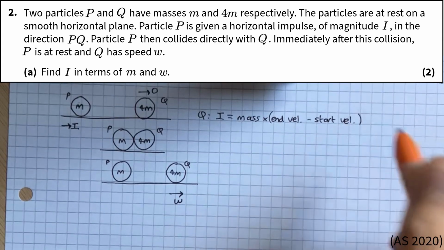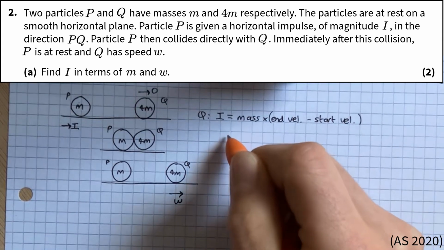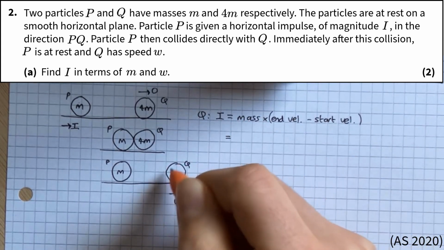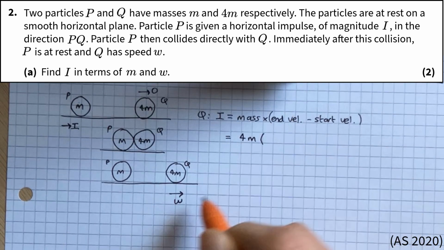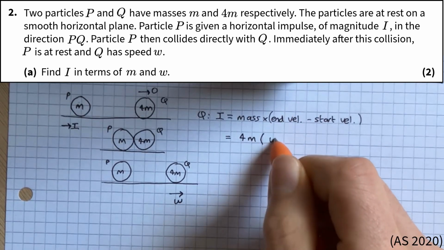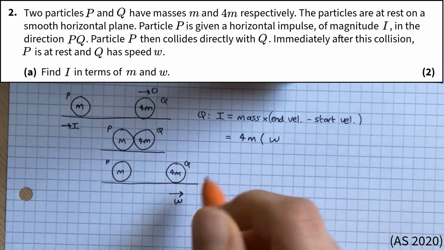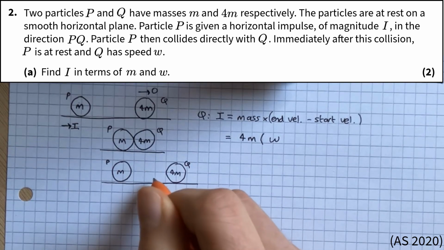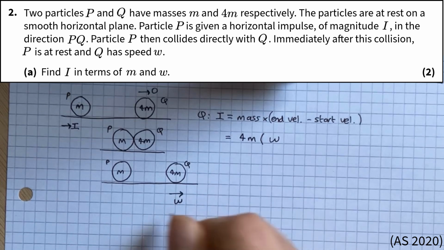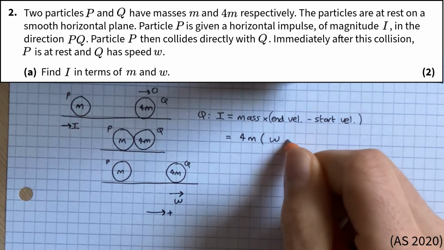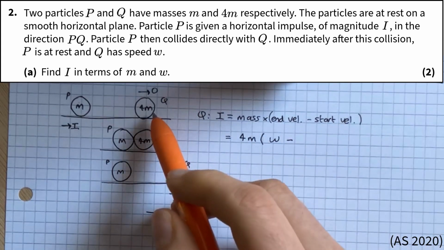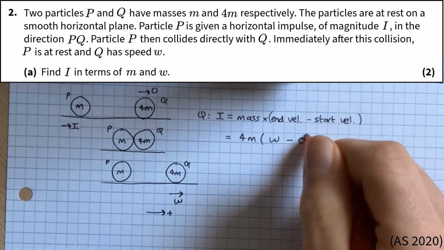Writing it in this way may be clearer when we have to use U's and V's in the formula as well as in the question. The mass of Q is 4m, so I'm going to write that here. The end velocity is going to be W, and I've not decided on which way is positive, but I'm going to make it towards the right because the impulse for Q would also be positive towards the right.